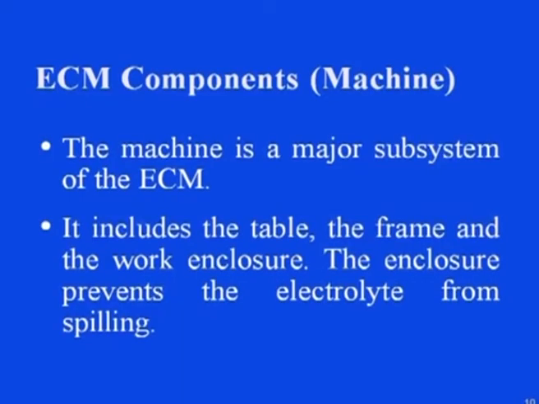Let us see the machine used in ECM. The machine is a major subsystem in this system and it includes the table, the frame and the work enclosure. The enclosure prevents the electrolyte from spilling. Moreover, if any toxic gases are developed, this can prevent them from getting spread and making the environment polluted.